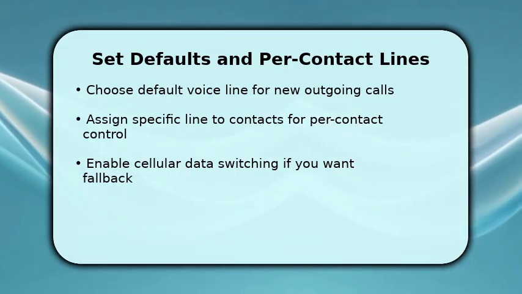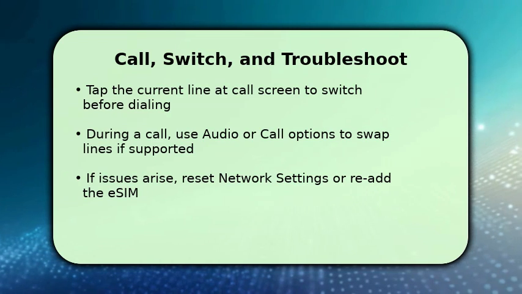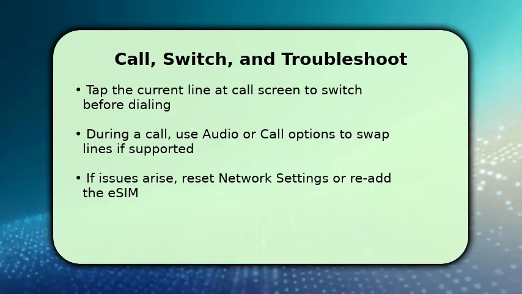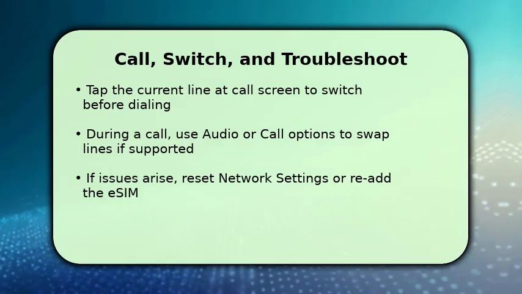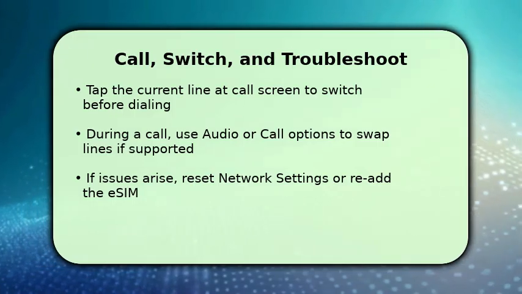Make a call and before dialing, tap the line label above the keypad to switch between SIMs. This ensures the right number shows. During a call, some iPhones let you change lines via call or audio controls. Try that if you need to transfer calls between numbers.